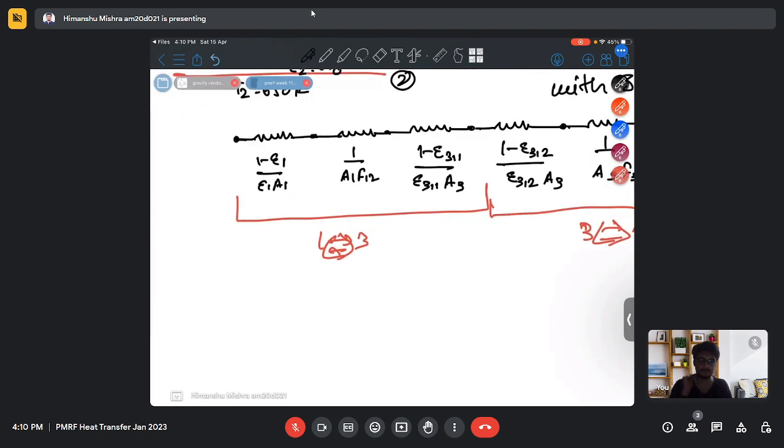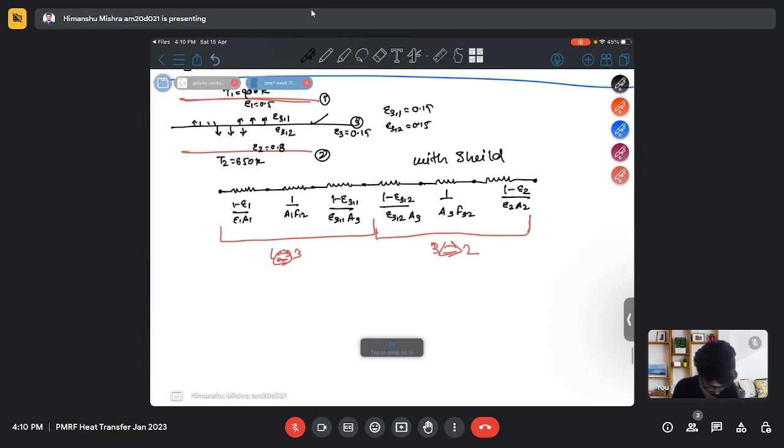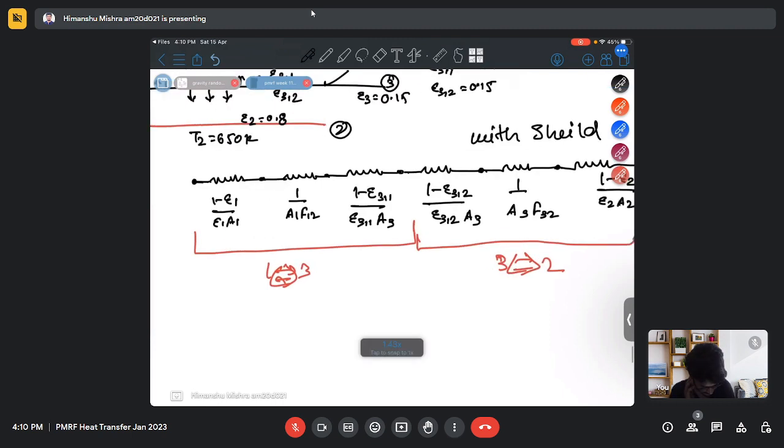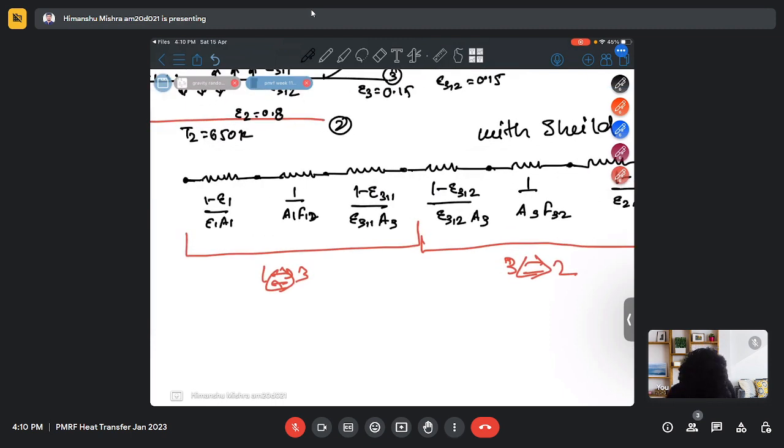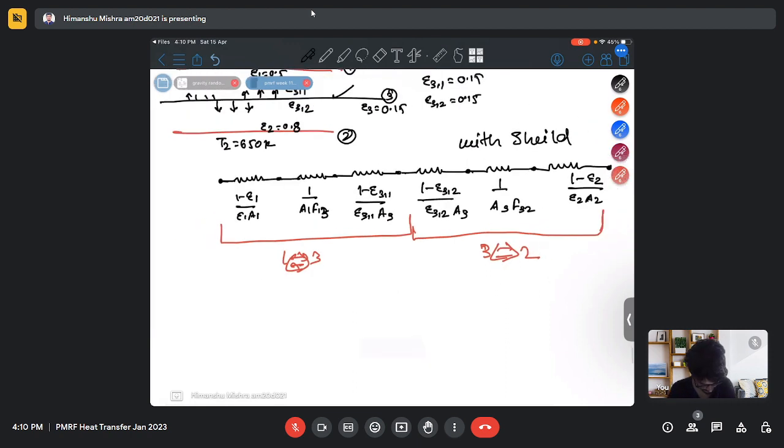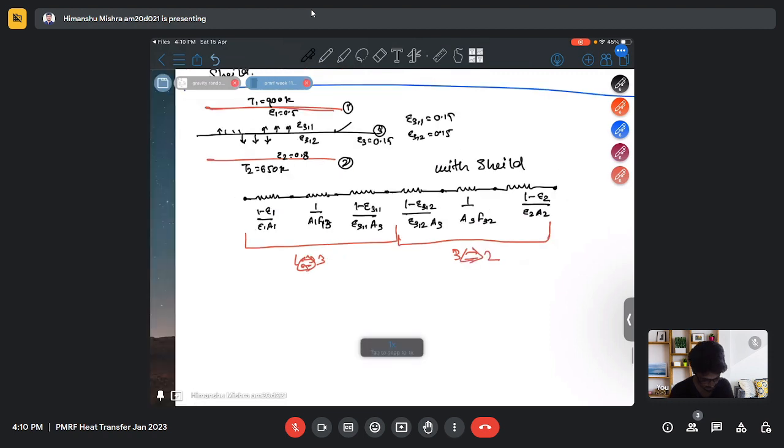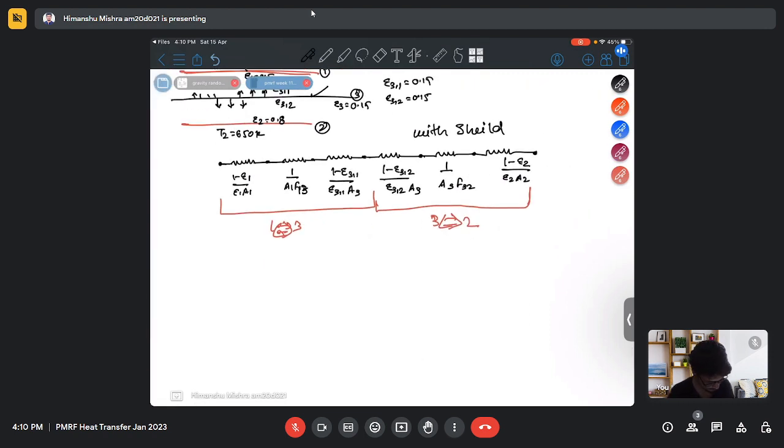So Sir, shouldn't this second term be F13? Like from the left, if we are moving, then 1 by A1 F12 you have written, it should be 1 over A1 F13. Oh, sorry. Yes. So everything is correct.